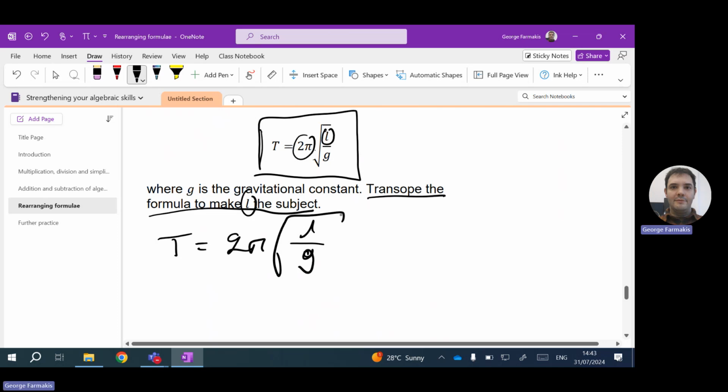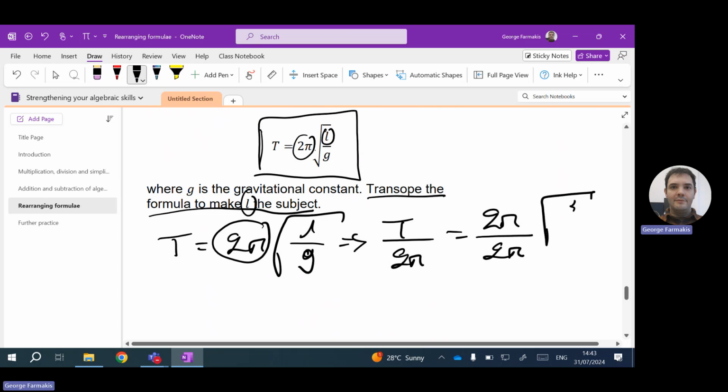Now, because L is under the square root, first we want to get rid of the square root. Or if you want, first, let's get rid of the 2 pi so that we only have the square root of L over g. 2 pi multiplies the square root. So if I divide both sides, I can get rid of the 2 pi. So I have 2 pi over 2 pi square root of L over g. 2 pi, I can simplify, so this will be equal to 1 times the square root. So we have t over 2 pi equals the square root of L over g.